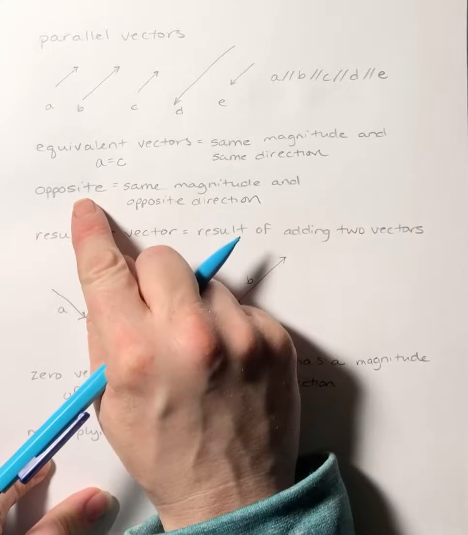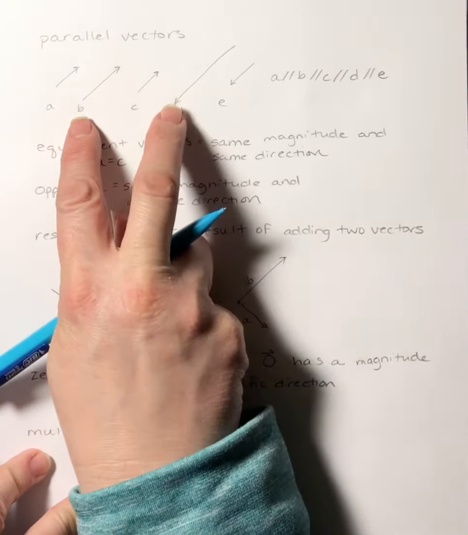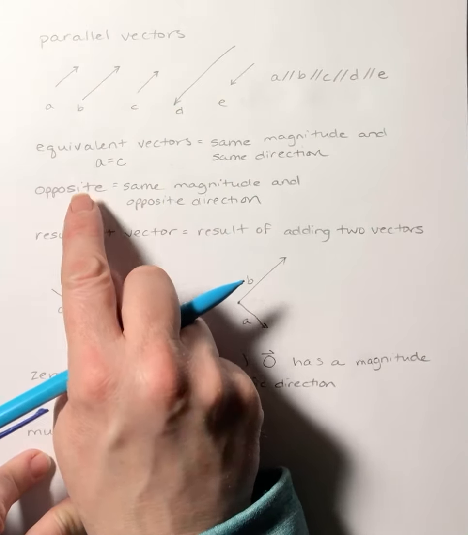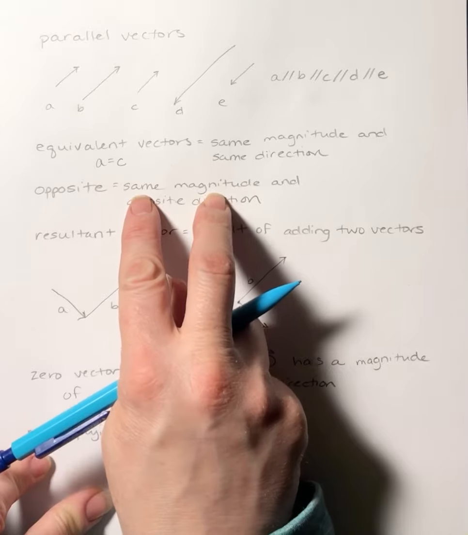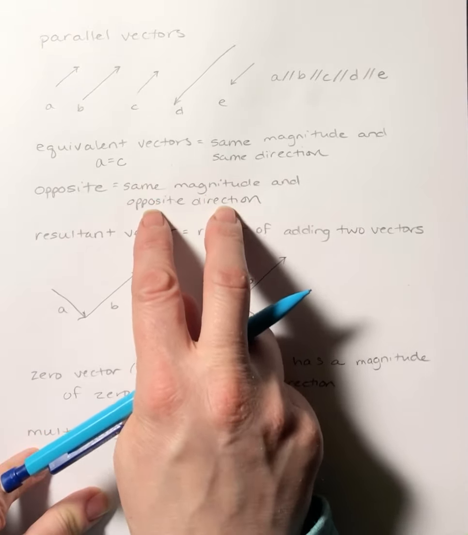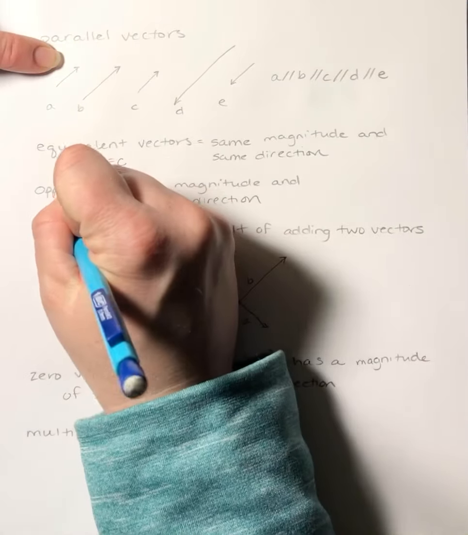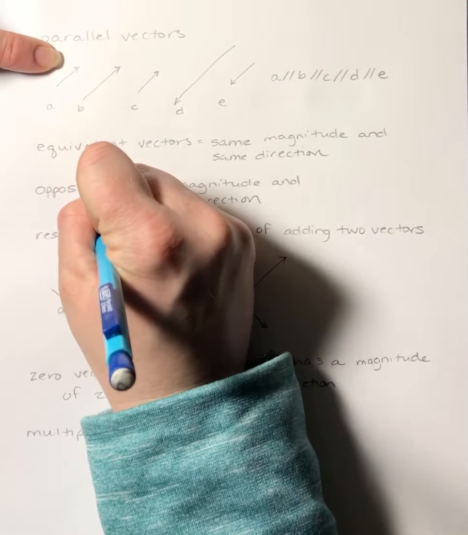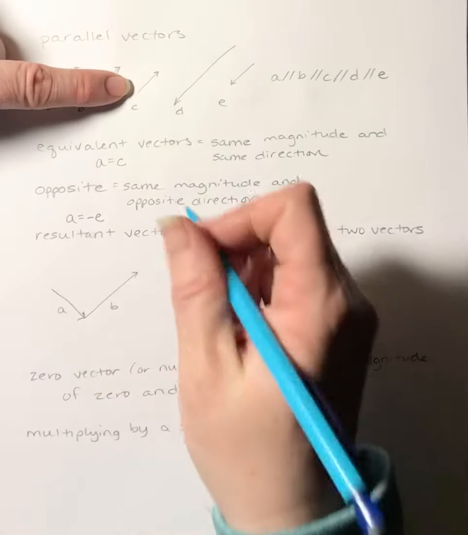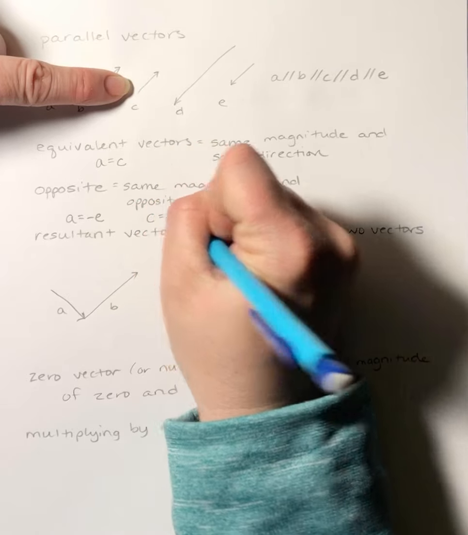If vectors are opposite, they have the same magnitude. So B and D, even though they're in opposite directions, are not actually considered opposite vectors because they have to have the same magnitude. They have to have the same length. So the same magnitude in the opposite direction. So A and E, I could say that A is equal to the opposite of E. Those would be opposite vectors. And I could also say that C is opposite of E.